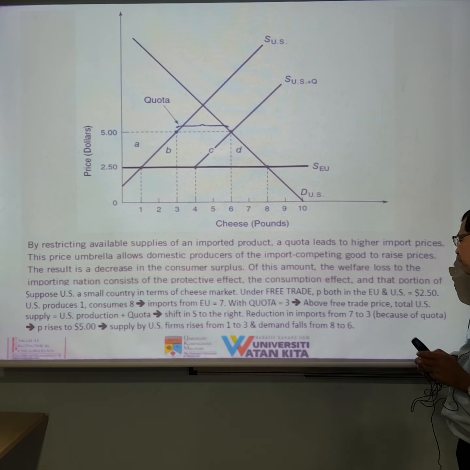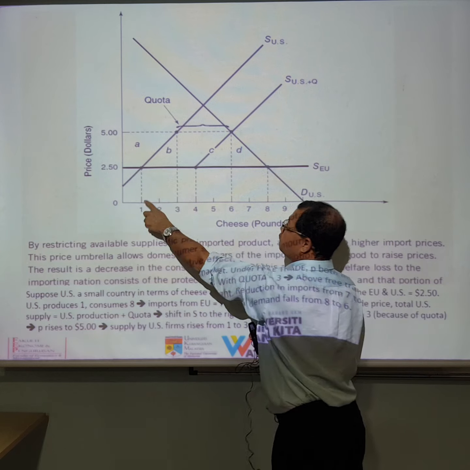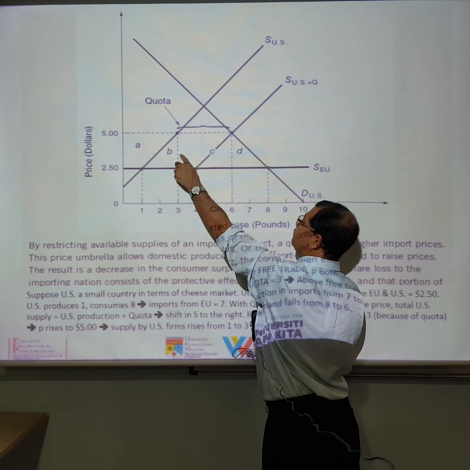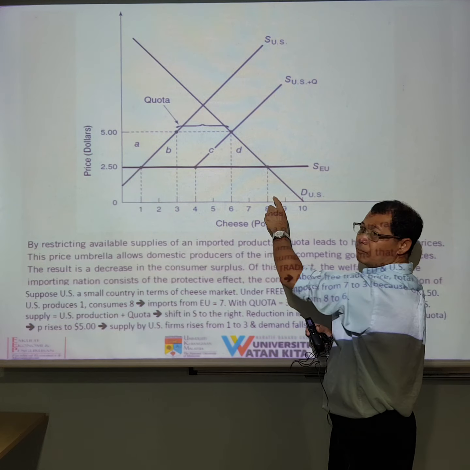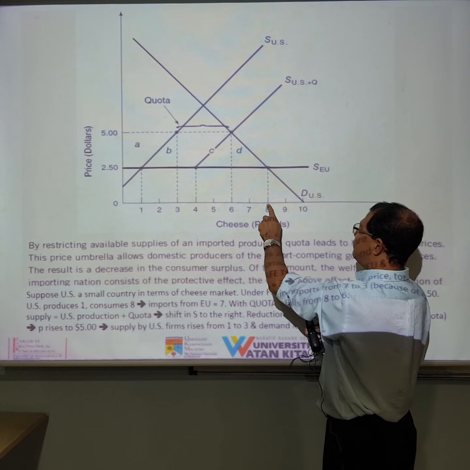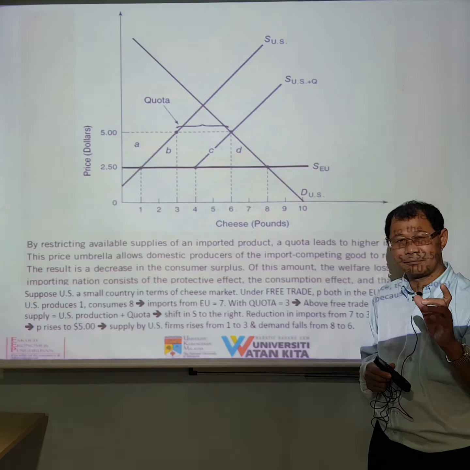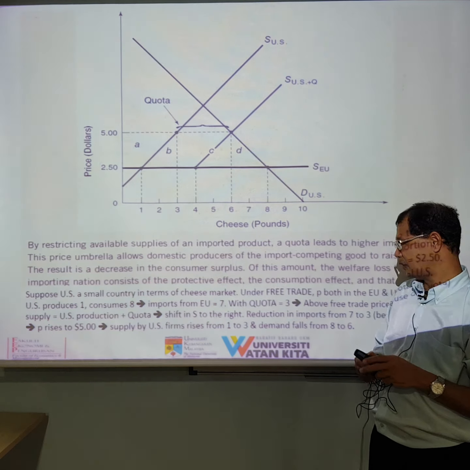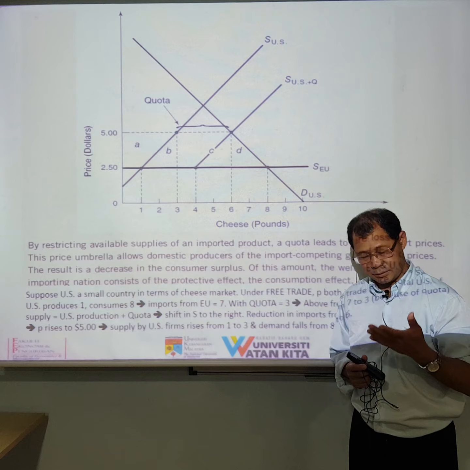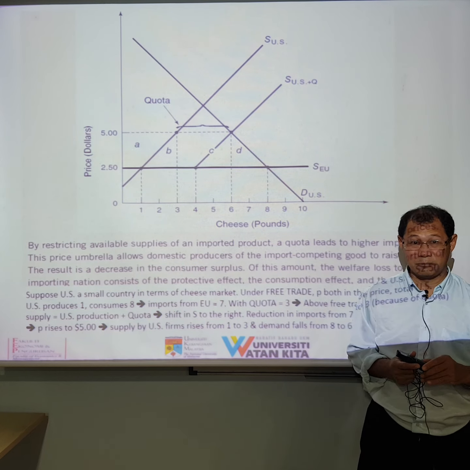So what happened? Production has gone up, along the supply curve from 1 to 3, whereas consumption falls from 8 to 6. So now imports are only 3 with the quota. So imports are reduced. Before we go on, I'm going to explain to you about a concept.